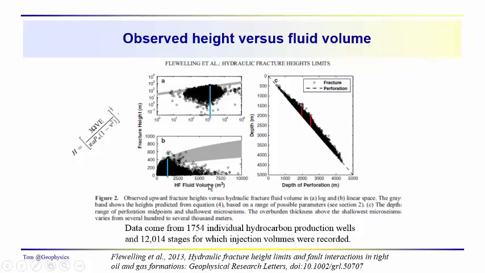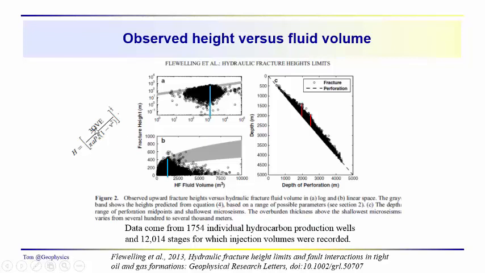If you think about the fluids that are injected, you get to a point where there are diminishing returns. So operators are going to see that they can get maximum fracture height growth with fluid volumes of around 1,250 cubic meters. Now this equation here, you don't really have to worry about it. It's basically the relationship that's being plotted here.